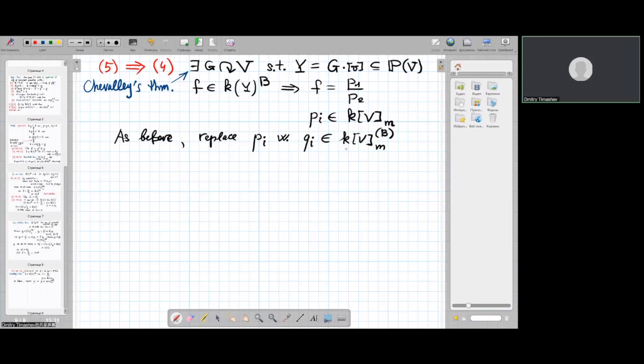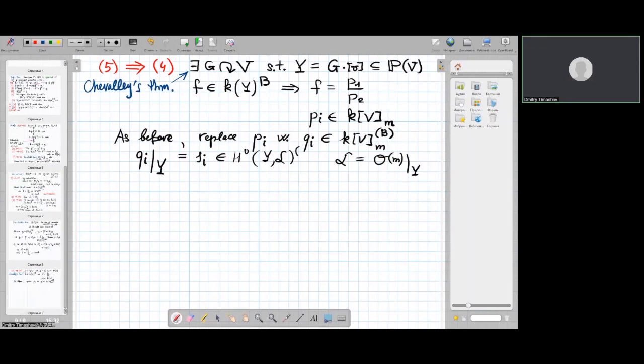However, as I said before, these polynomials, or better to say their restrictions to Y, can be considered as sections of a homogeneous line bundle. So Qi restricted to big Y, let me denote it as Si, they are sections of a homogeneous line bundle L, which is just the line bundle O of M over the projective space restricted to Y.